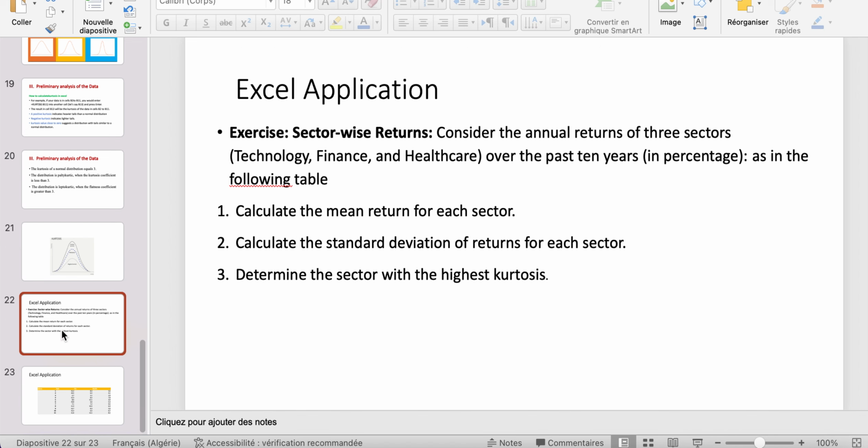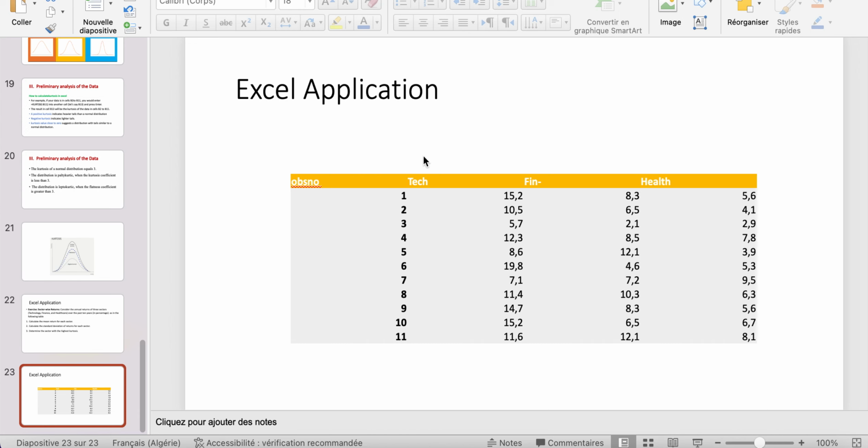Here is an exercise, an Excel application exercise on sector-wise returns. Calculate the mean return for each sector, calculate the standard deviation of return for each sector, and determine the sector with the highest kurtosis. Here is the data for this exercise. You can just put your data in Excel and calculate in the same way I showed you in this video.